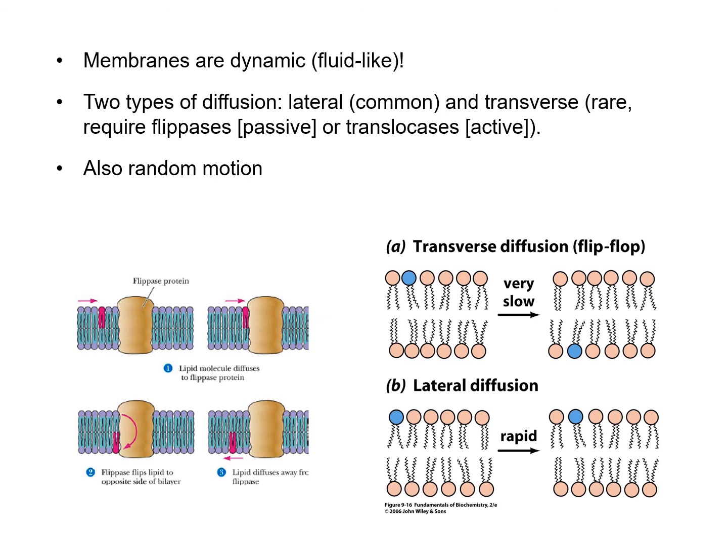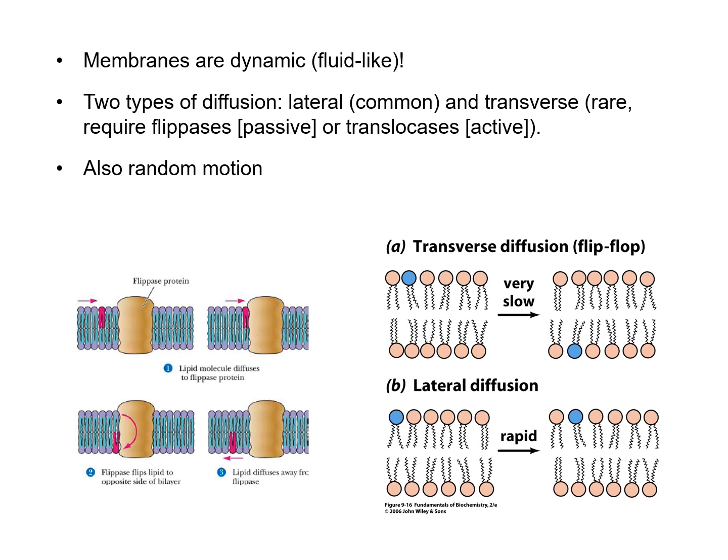There are two types of diffusion happening within a lipid bilayer membrane. The first one is lateral diffusion, where the lipid molecules can drift about and move here and there within that layer of the lipid bilayer structure. This happens pretty commonly, as opposed to transverse diffusion, where the lipid molecule flips and moves to the other layer of this bilayer structure.